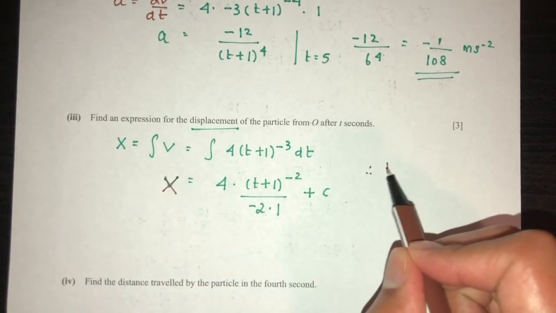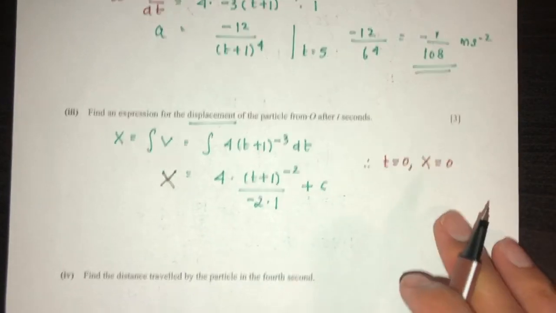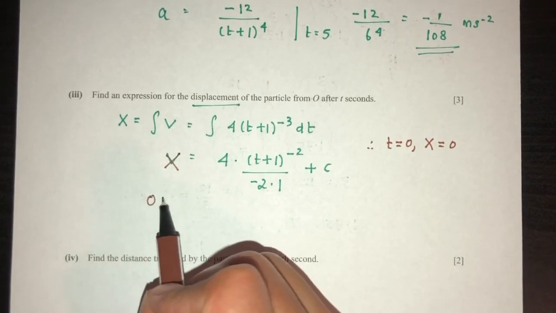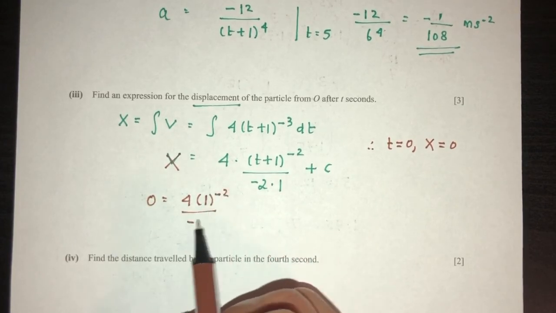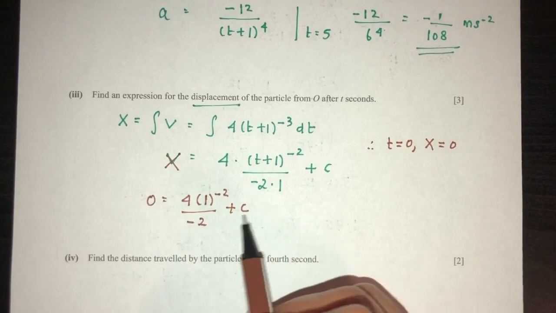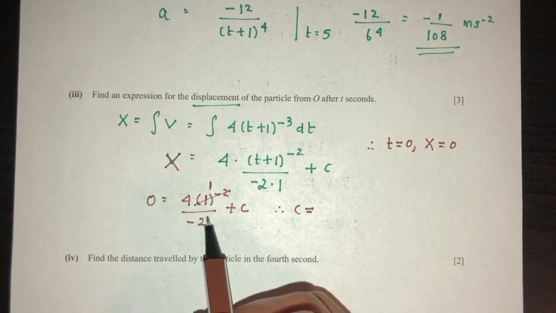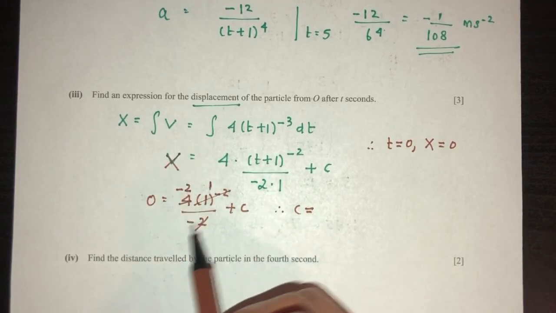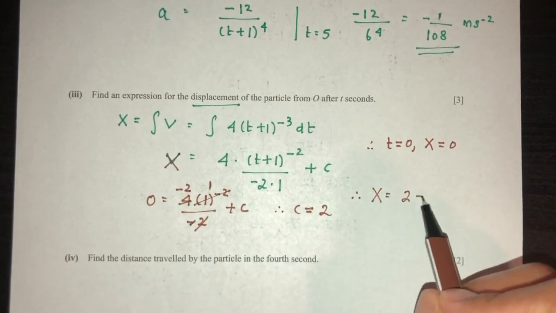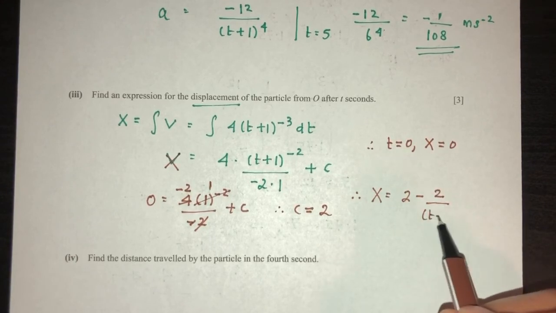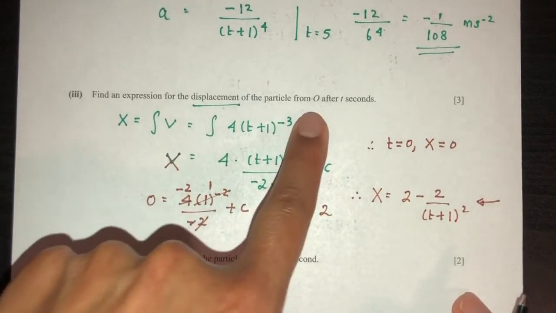Now as you know, when time is equal to 0, x has to be 0. So replace and see what value of c we get. When t is equal to 0, that will be 1 to the power minus 2, plus c. So this becomes 1, and this becomes minus 2. So c is 2. So finally x is given by 2 minus 2 over (t + 1) squared. That is your expression for the displacement after t seconds.